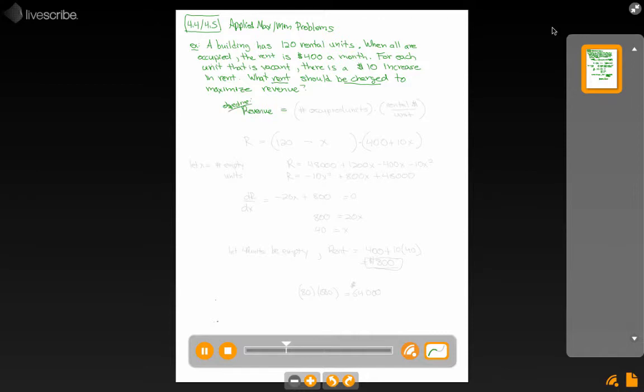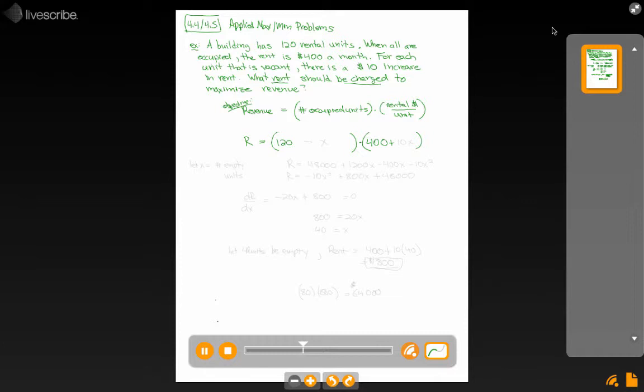Revenue is equal to the number of occupied units multiplied by the rental money per unit. So like I said, if you do nothing, you got 120 rental units times $400 a month. But the reality is we're not going to do nothing. We're going to try some different things.